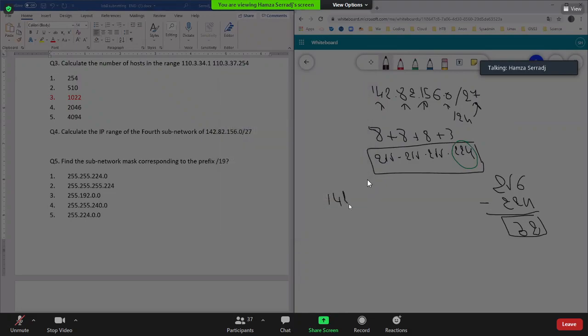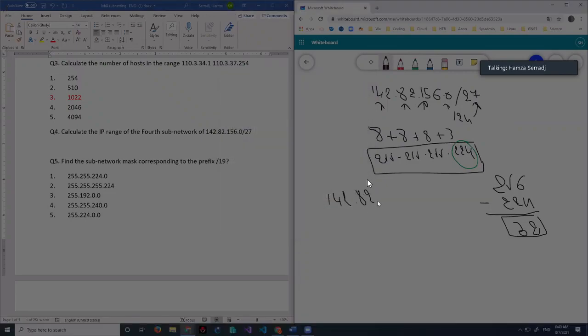So 142.82.156.0. This is the subnet 0. 32. This is subnet 1. 64. This is subnet 2, and plus 32, 96. This is subnet 3. So subnet 3 is the fourth subnet here, right? First, second, third, fourth. Oh, this is my fourth subnet.